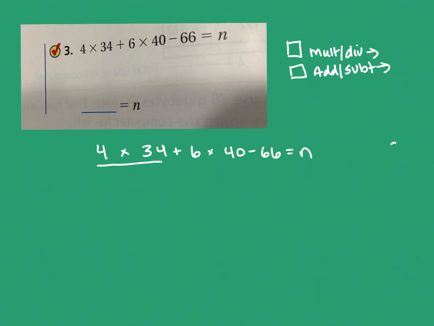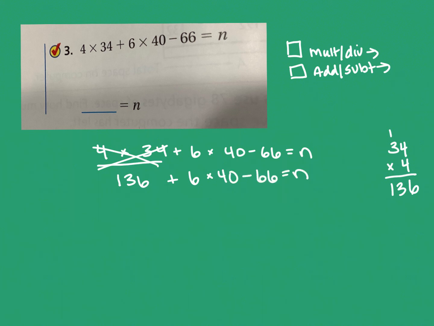4 times 34, I'm going to flip it because I can. The commutative property of multiplication says so. This is 30 plus 4, and I'll go ahead and do the ones place first. So 4 times 4 is 16. That's not going to fit there, so I do have to carry over. And then 4 times 3 is 12, plus the 1 is 13. So that is 136. Cross off what you did, bring down everything you haven't done yet.